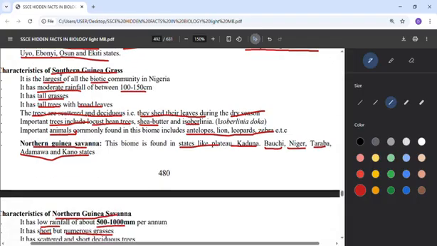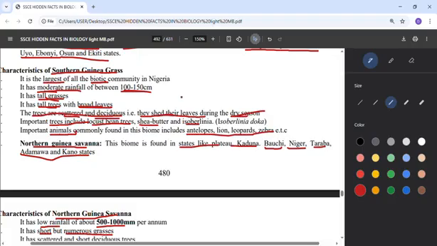So the characteristics of southern Guinea savanna: it is the largest of all the biotic communities. That means enough grasses are there. The rainfall is moderate, which is between 100 and 150. The grasses there are very tall. It has tall trees as well, and the leaves of those trees are broad. Even though the trees are scattered, they are not together. And they are deciduous, they shed their leaves during the dry season.